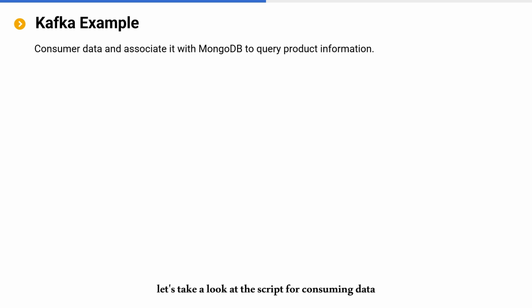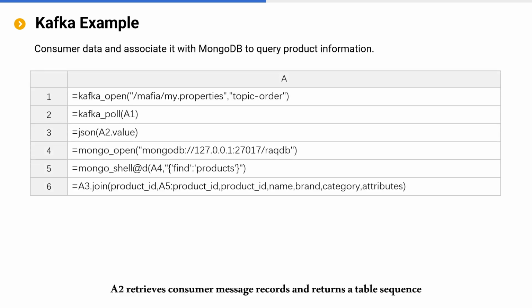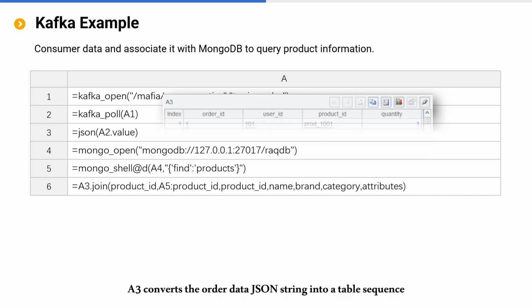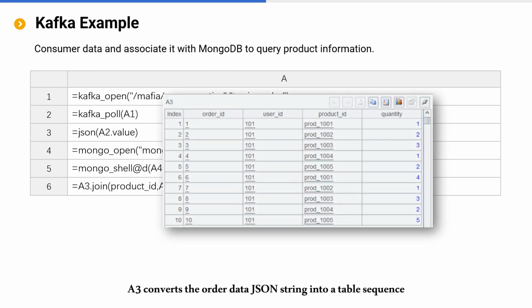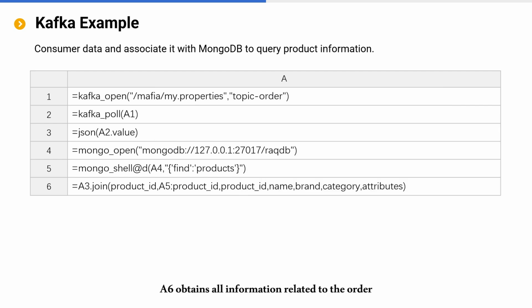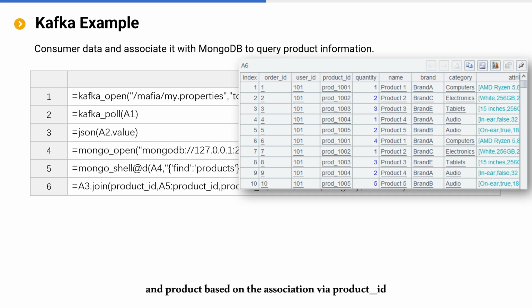Next, let's take a look at the script for consuming data. A2 retrieves consumer message records and returns a table sequence, and the result is as follows. A3 converts the order data JSON string into a table sequence. A5 queries all product data. A6 obtains all information related to the order and product based on the association via product ID. At this point, the join calculation between Kafka and MongoDB has also been completed.